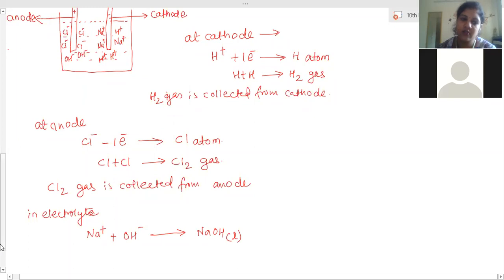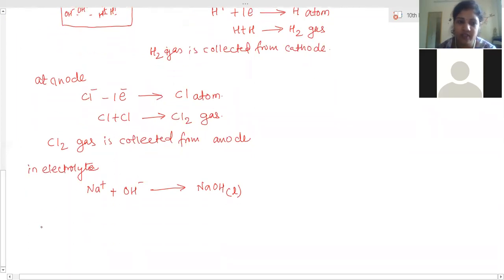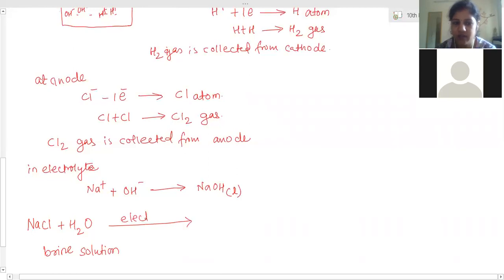Now, how can we write the reaction? If we want to write the reaction of electrolysis, this is NaCl plus water. This is brine, so we call it brine solution. When electric current is passed through it, we can obtain hydrogen gas at the cathode, chlorine gas at the anode, and sodium hydroxide in the electrolyte. So these three products are obtained by mere electrolysis of sodium chloride.